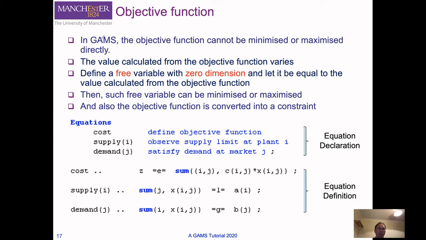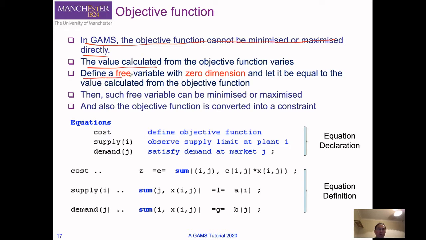In GAMS, the object function cannot be minimized or maximized directly. This is because it is a function. In the object function, there are one or several variables. If we know the values of these variables, then we can calculate the value of the object function. This means the value of the object function also varies with the values of the variables.